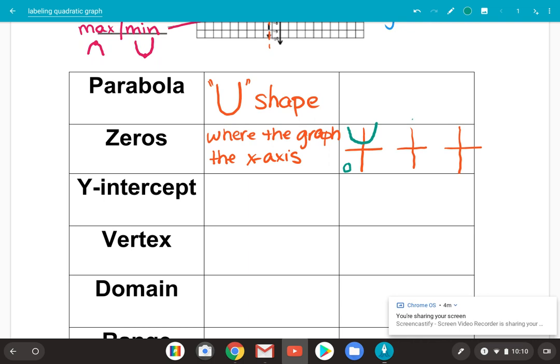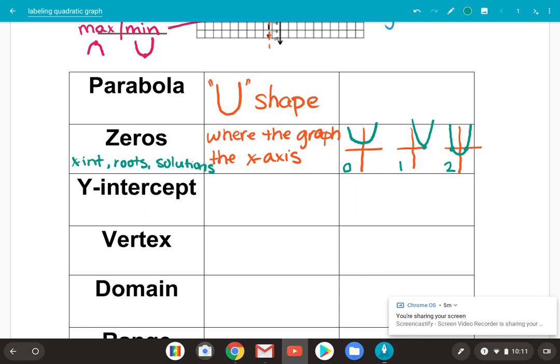We could have it come down, touch it once, and go back up. It could have 1 solution, roots, x-intercepts. Or we could have 2. And remember, these could also be going upside down too. And remember, zeros are also x-intercepts, roots, solutions.